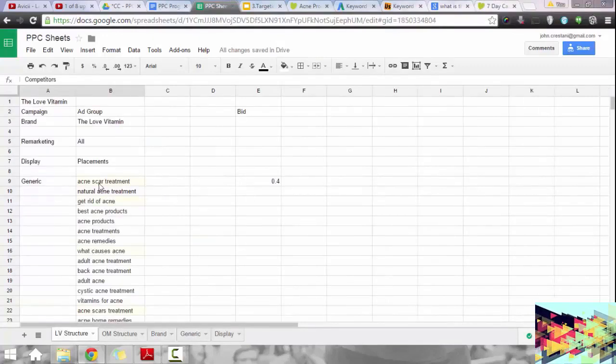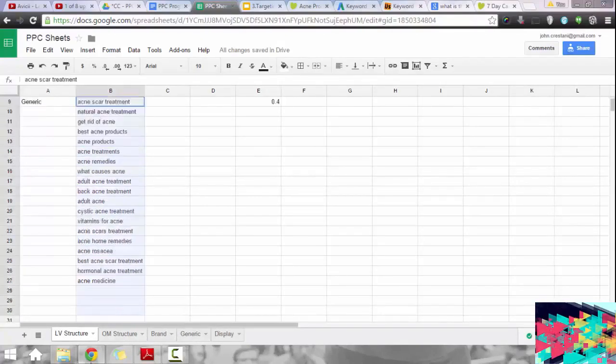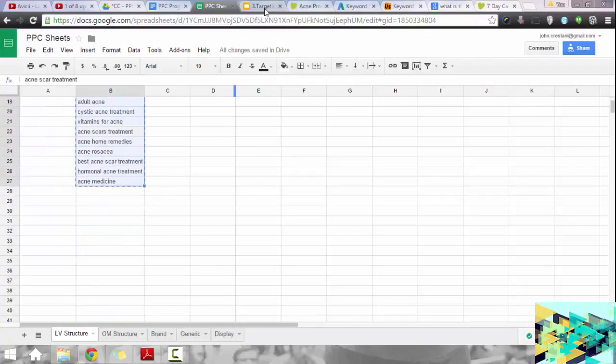Okay, let's go to generic campaigns. So we had talked a little bit about the structure. Now let's just pick 4 of these. Let's pick a couple of these, whatever.